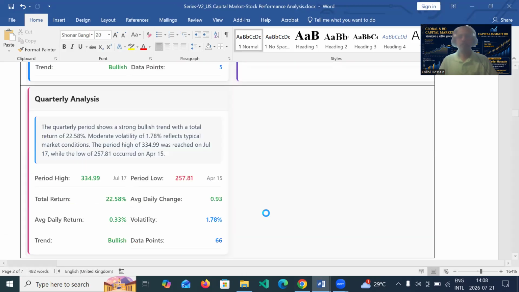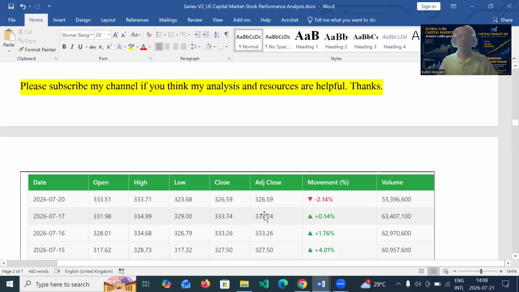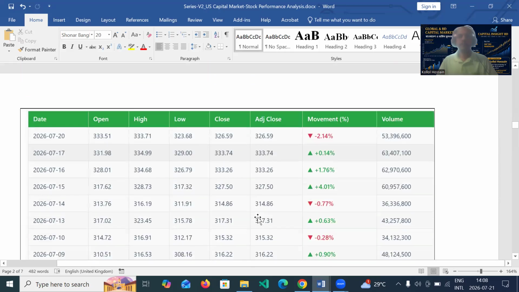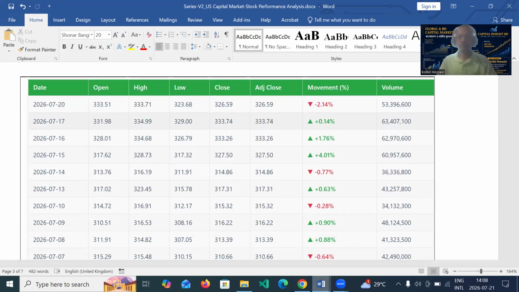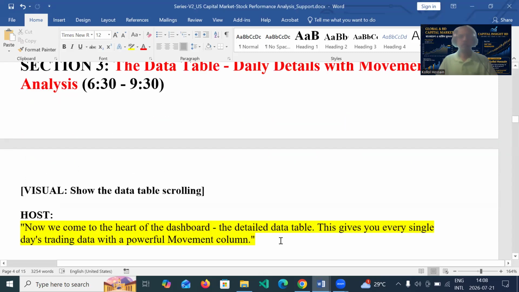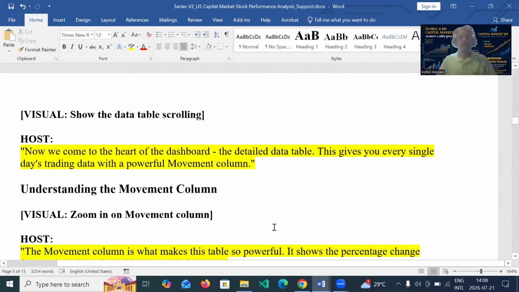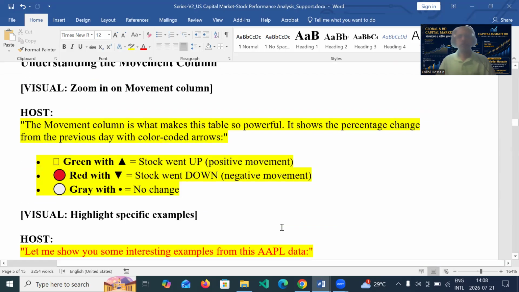Now I am going to give you the actual data. Actual data here, data table. Now we come to the heart of the dashboard, the detailed data table. This gives you every single day's trading data with a powerful movement column. The movement column is what makes this table so powerful. It shows the percentage change from the previous day with color-coded arrows.